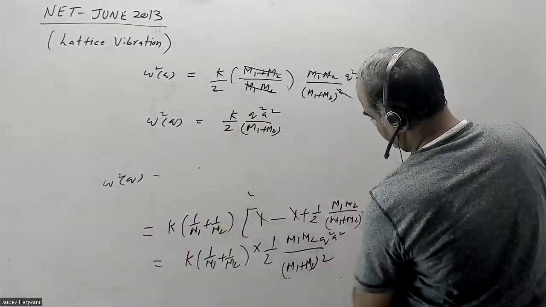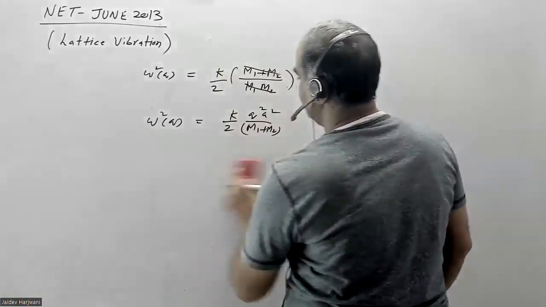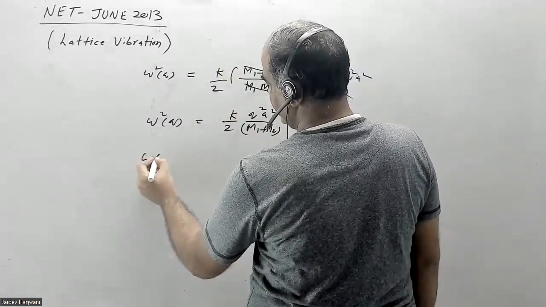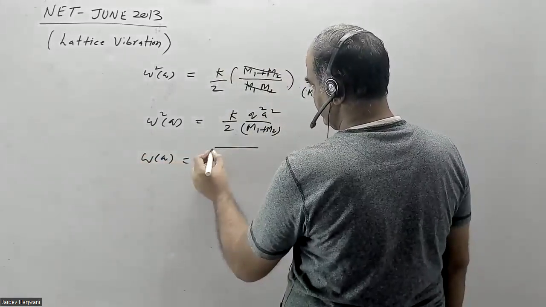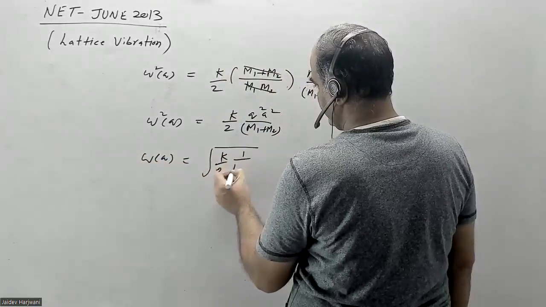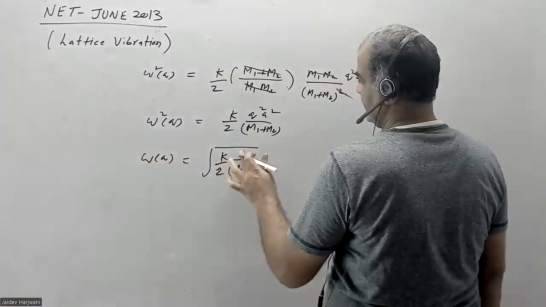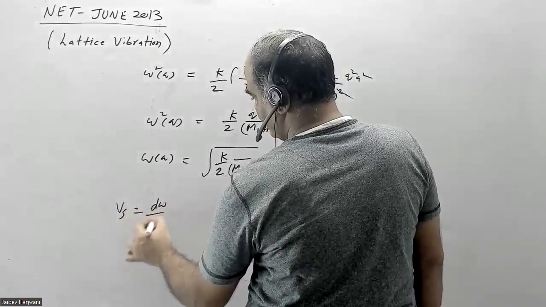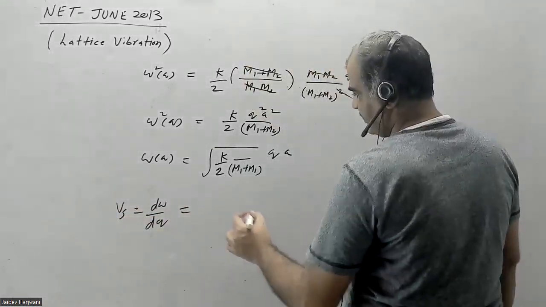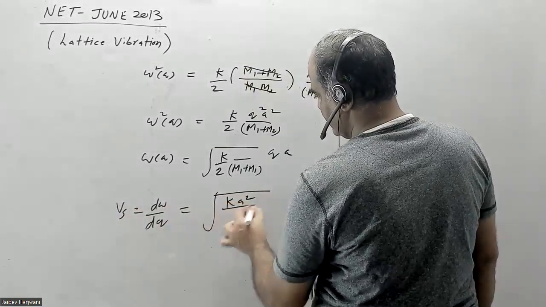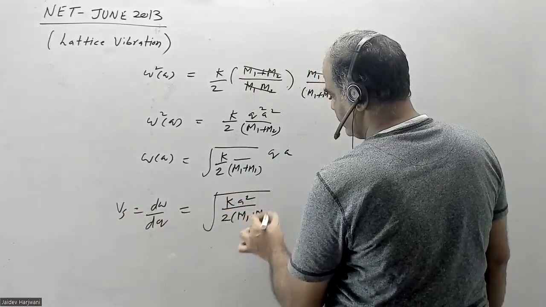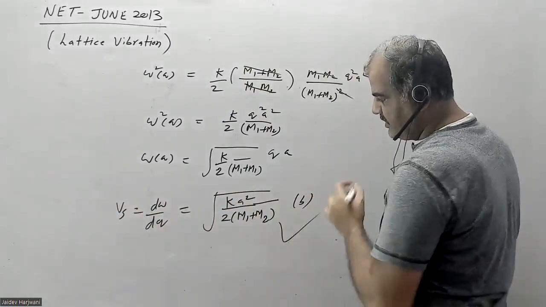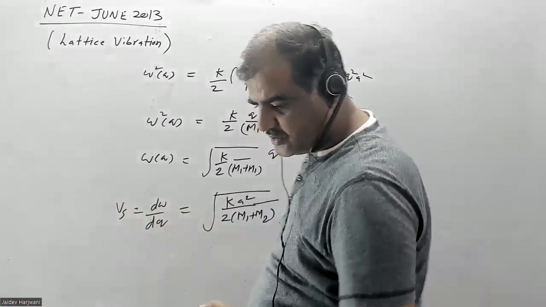Now we want the sound velocity. So what will be the sound velocity? Let us take the under root of this one. This will give you omega q is equal to under root of k by 2 into 1 upon m1 plus m2, and this becomes qa. Now sound velocity is equal to d omega upon dq. This will give you under root of k a square upon 2 into m1 plus m2, and this was given as option B. So option B is the correct answer for this question. Thank you very much.